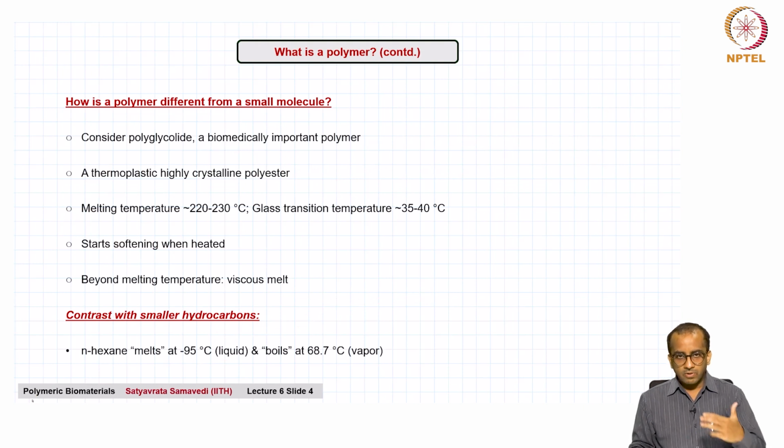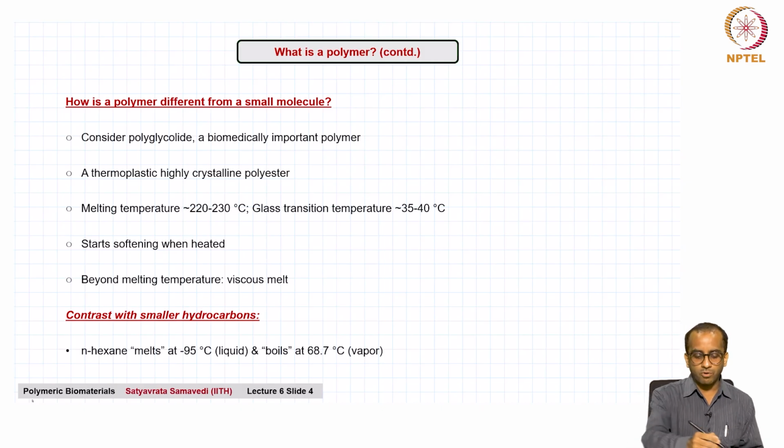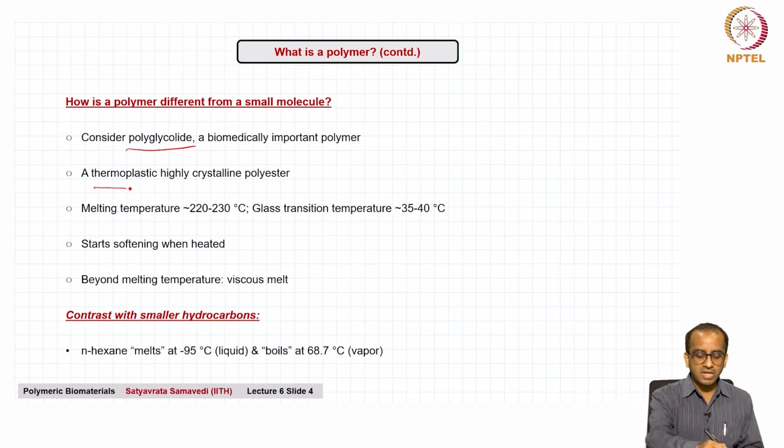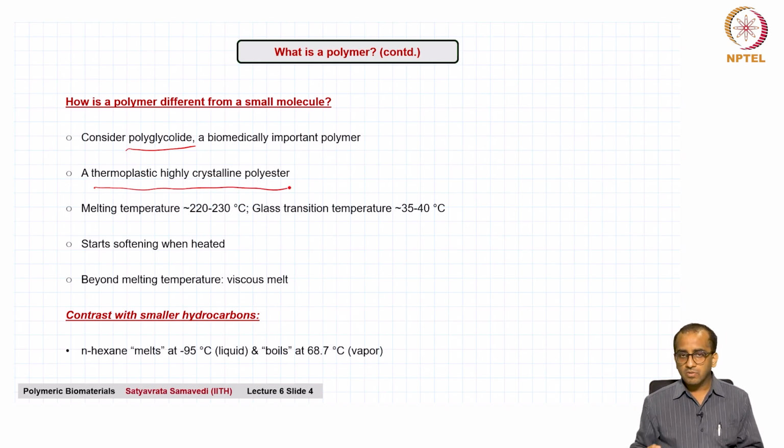So let's dwell on that question a bit more and ask how is a polymer different from a small molecule, and we will take the example of polyglycolide, which we have seen in an earlier lecture. If you remember, it's a biomedically important polymer because it's a fairly crystalline polymer and it's used for orthopedic fixation screws. That's the use primarily, and it's degradable. It's a thermoplastic, highly crystalline polyester.